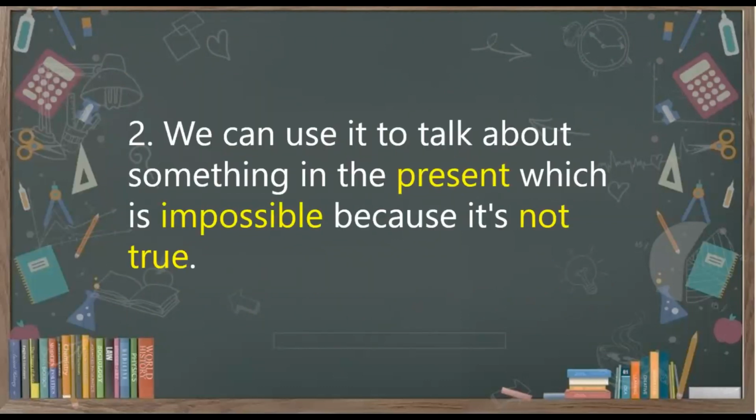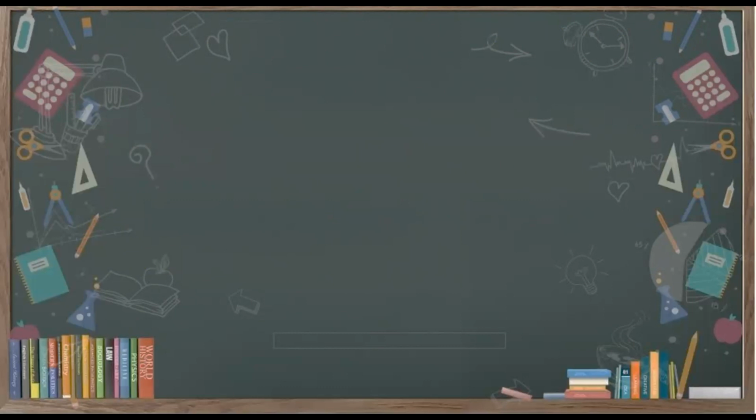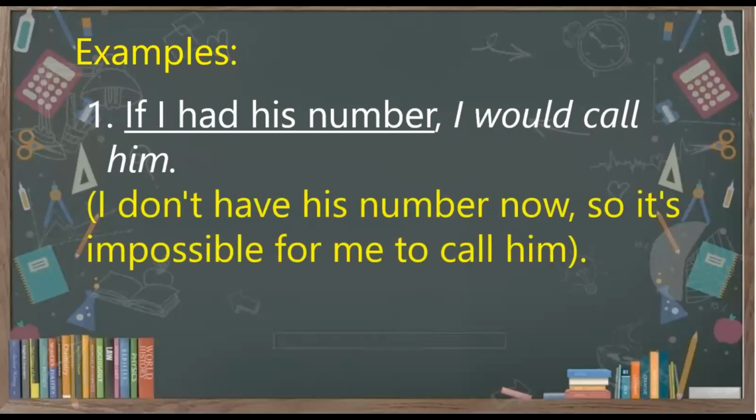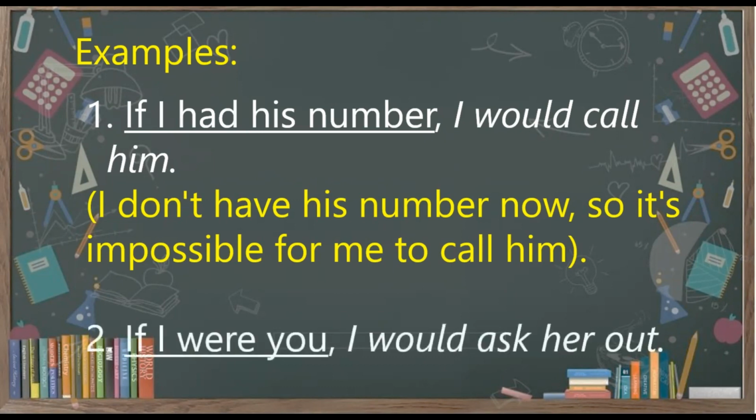Second, we can use it to talk about something in the present, which is impossible because it's not true. Examples: if I had his number, I would call him. Unfortunately, I don't have his number now, so it's impossible for me to call him. Next, if I were you, I would ask her out. Needless to say, this is extremely impossible because I am me and I am not you.